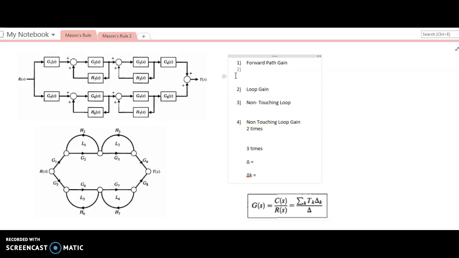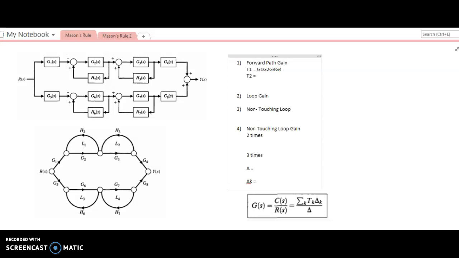First, you need to know the forward paths. Looking at this, we have two paths. Let me write it here: T1 equals G1, G2, G3, G4, and then T2, the one at the bottom, equals G5, G6, G7, G8. Settled for the forward paths.